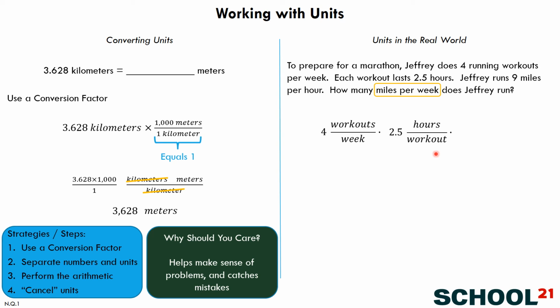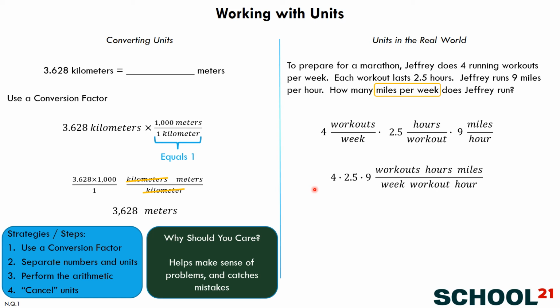Yeah. Okay. And then what's the third piece of information that we have? That Jeffrey runs 9 miles per hour. Okay. So then we have 9 miles per hour. And I put a little dot in between each of these because my instinct most of the time is going to be to multiply. Now that might not be the correct thing to do, but our units will tell us, okay? Now we're going to follow the same strategy we did over here. We're going to get the numbers on one side and the units on another.